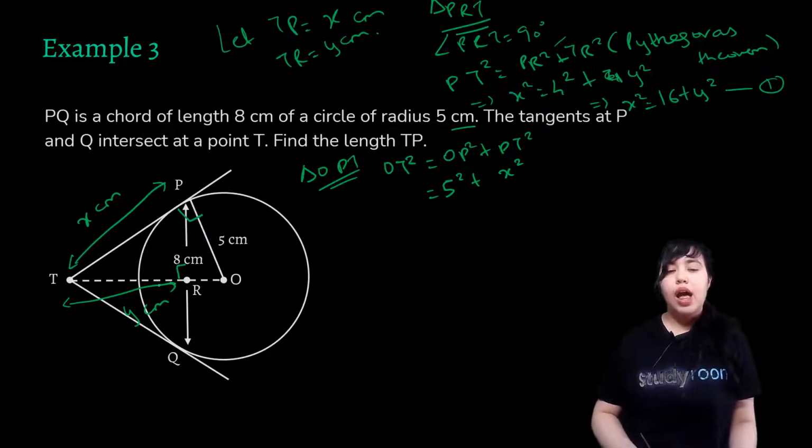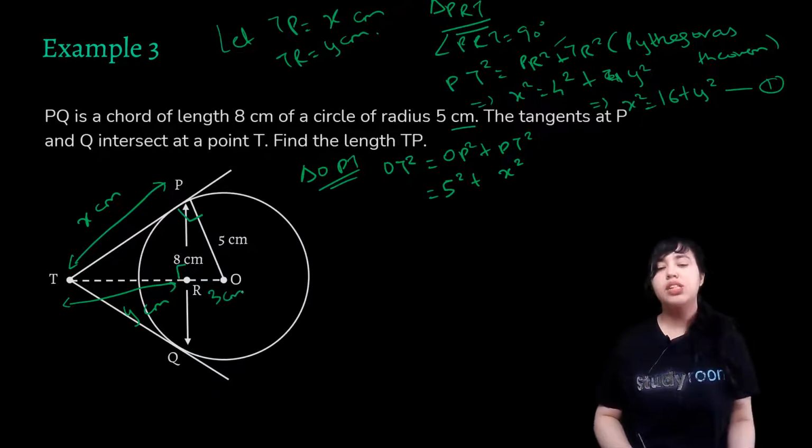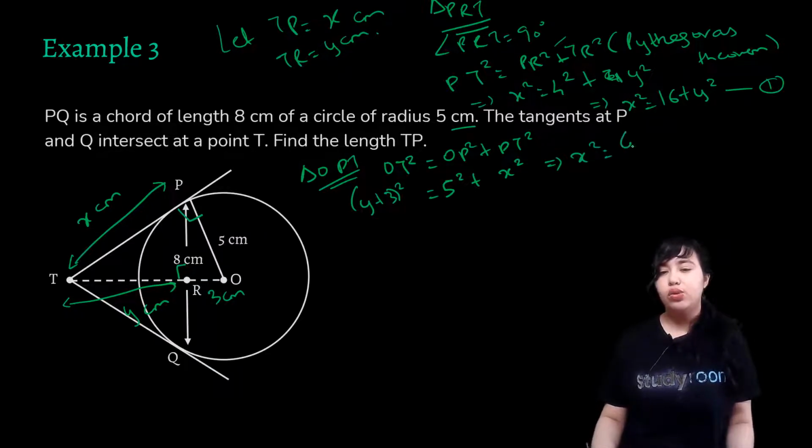And OT, if you look carefully, is a combination of TR and OR. In the previous method we proved OR as 3 centimeters. So OT becomes equal to OR plus RT, that is Y plus 3. So Y plus 3 whole square is equal to 5 square plus X square. Now make X square the subject of the formula. You will get X square is equal to Y plus 3 whole square minus 25. 5 square is 25, and make this equation number 2.